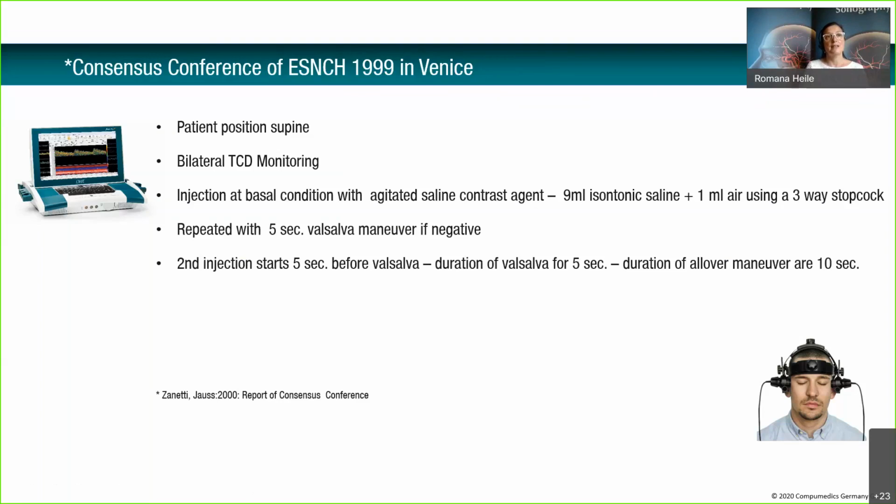The second injection starts 5 seconds before Valsalva. That means the doctor injects the bubble mixture, waits for 5 seconds before the patient has to increase the pressure in the chest. And then the patient should hold the Valsalva for 5 seconds before releasing it again. So the overall Valsalva maneuver should be about 10 seconds. Afterwards, we look at the embolus number. And based on the number of emboli, the graduation or the scoring can be done.